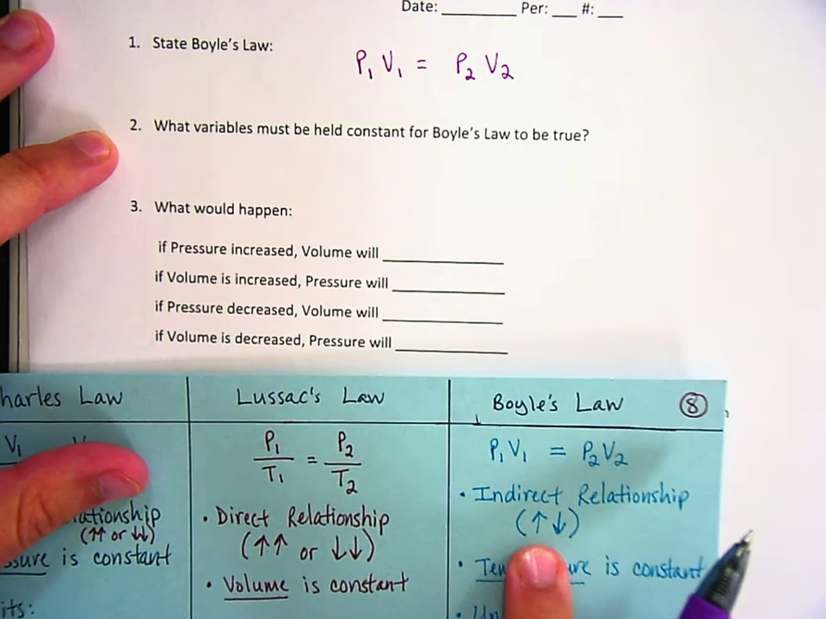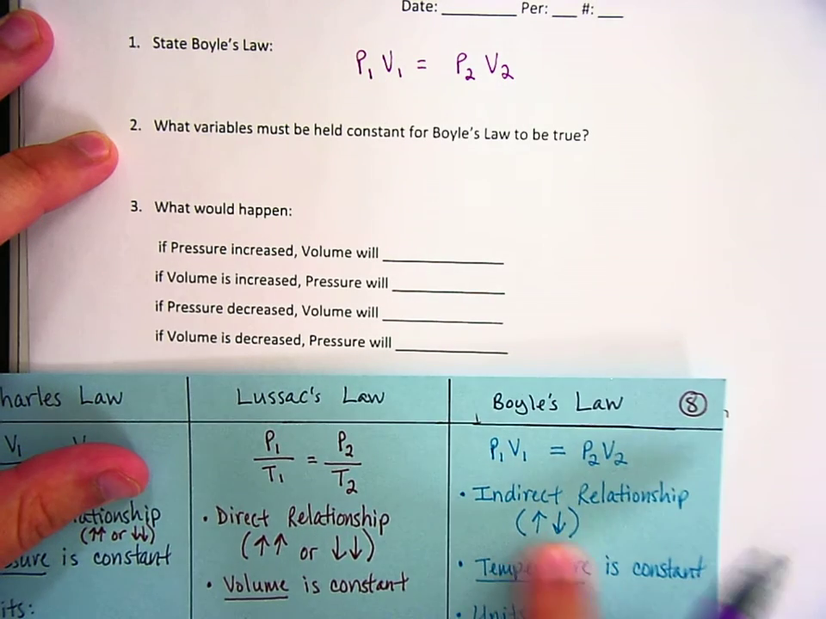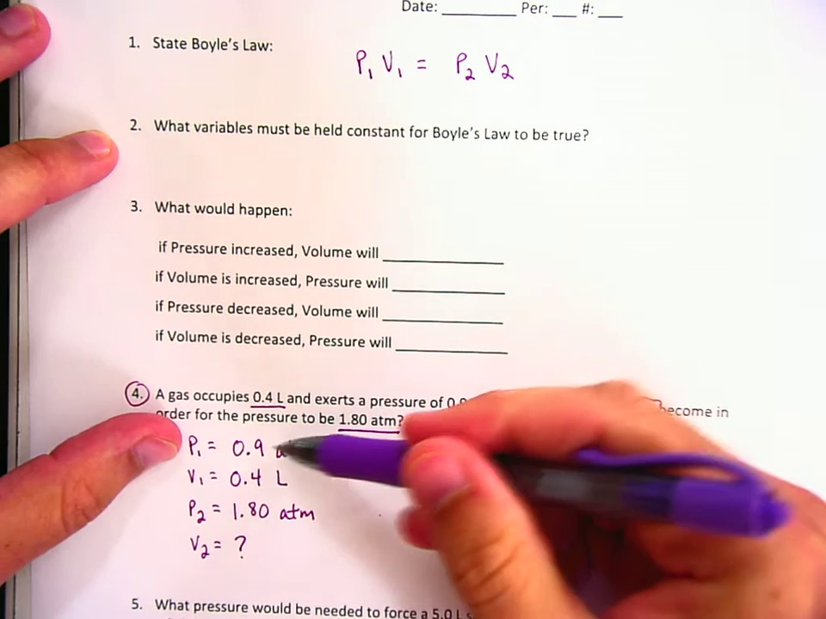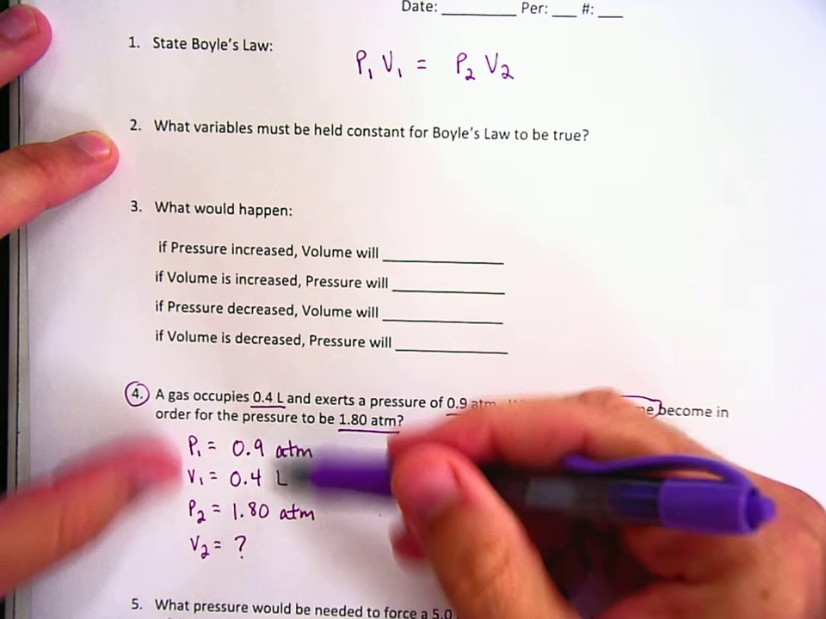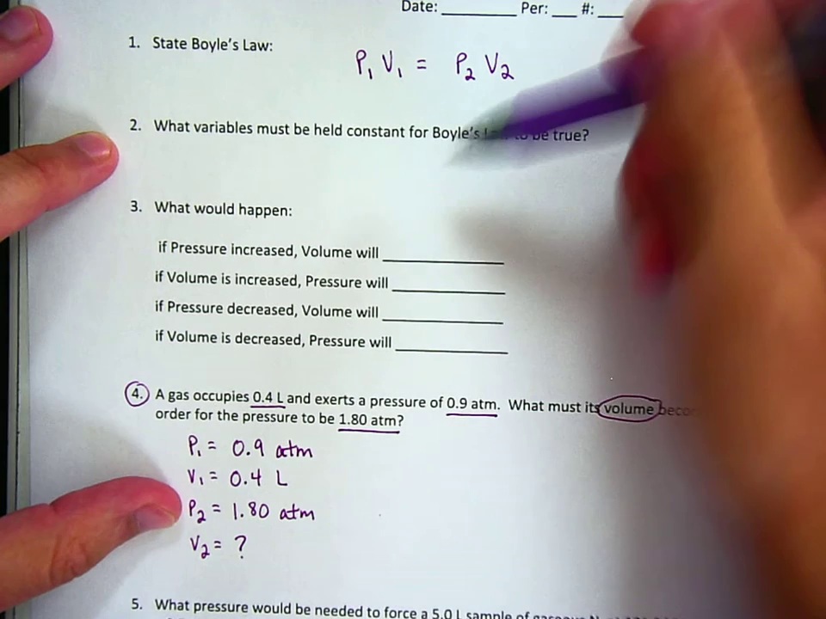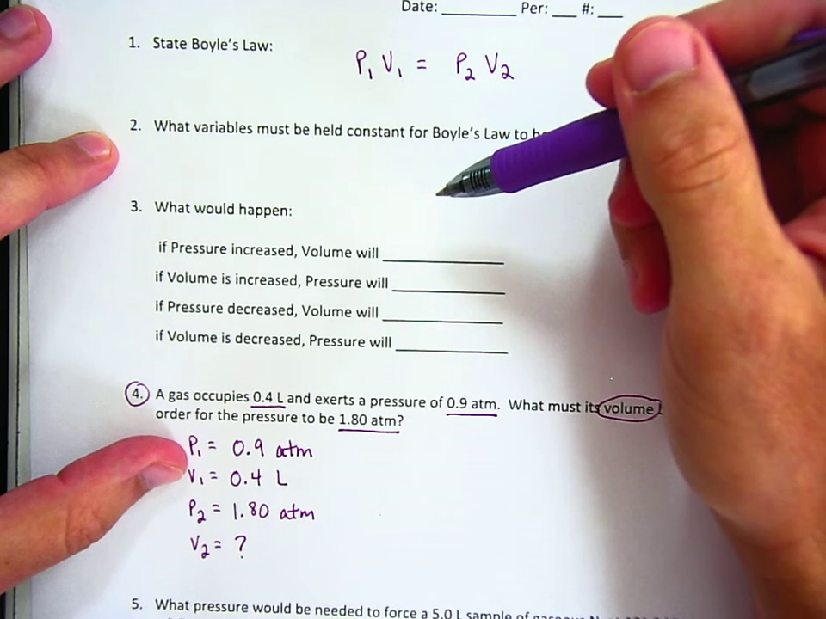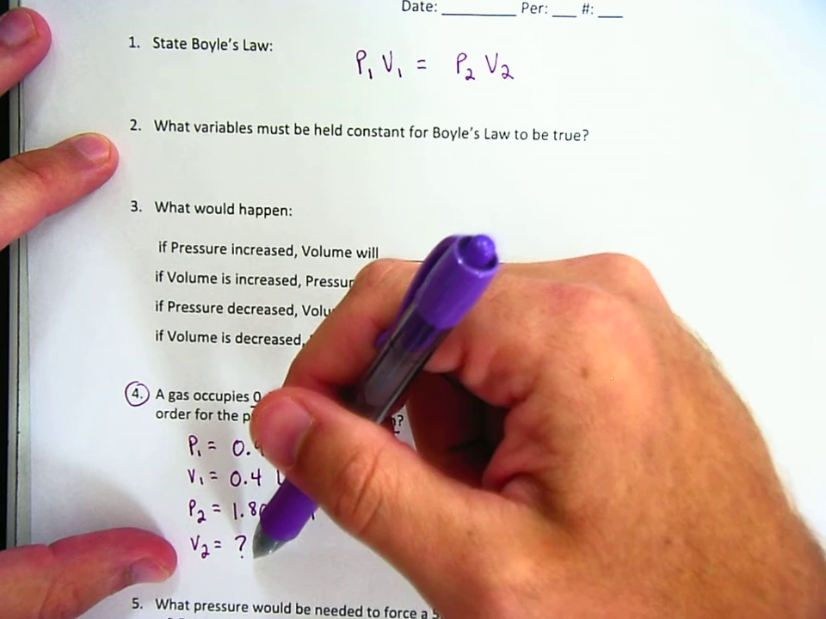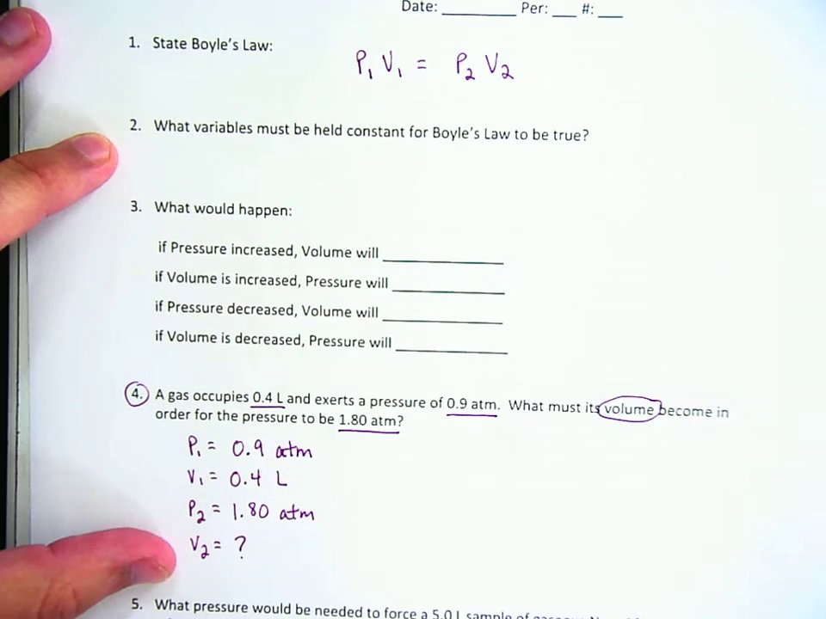Also, when I look at my card, Boyle's law is indirect. So if one variable increases, the other has to decrease. I'm looking at my pressures. Pressure went from 0.9 and increased to 1.8. So my pressure increased, which means I know my volume is going to decrease. Whatever my volume number is, it should be less than this number, 0.4.